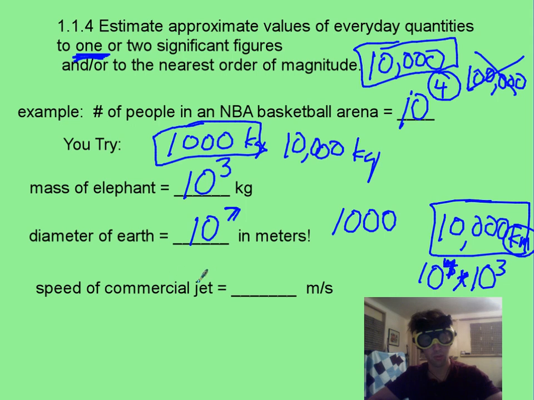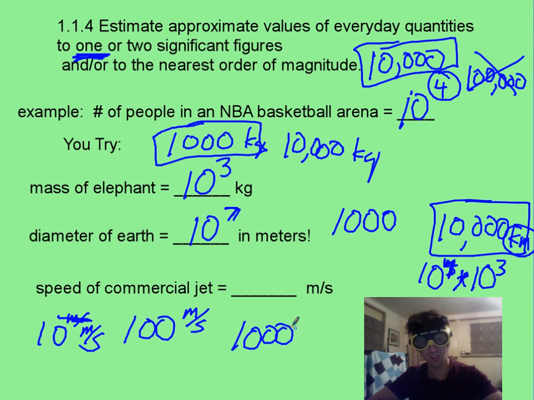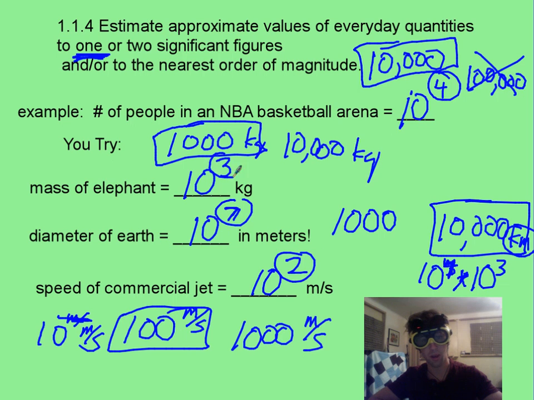In meters. Commercial jet, I don't know, 100 meters per second, or 10 meters per second is too small. 100 meters per second, maybe 1,000 meters per second. That's faster than the speed of sound, because I know sound is 300 some meters per second. So I'm going to go with this. So I'm going to say that that is 10 to the second. And these are my magnitudes.